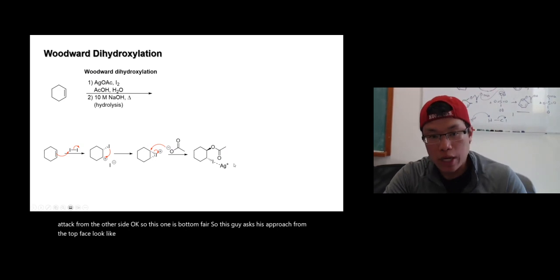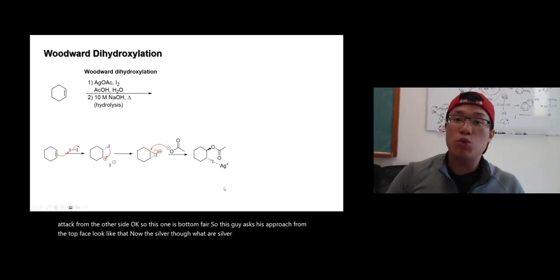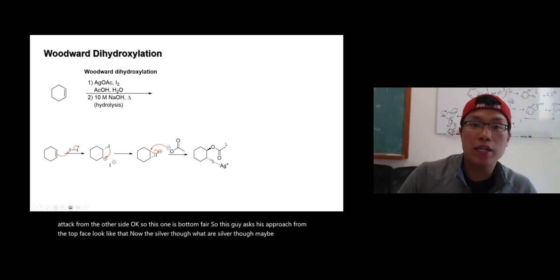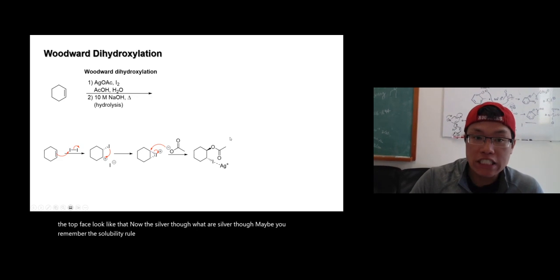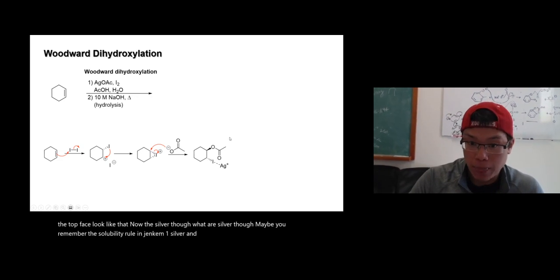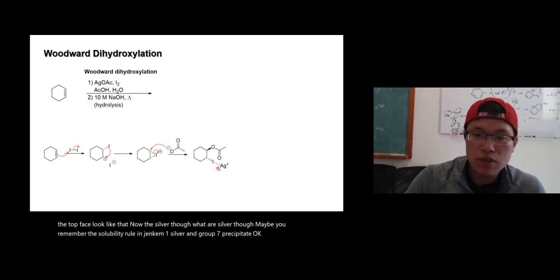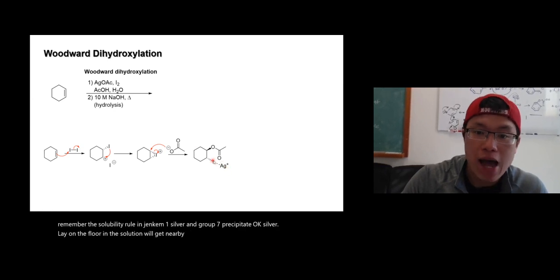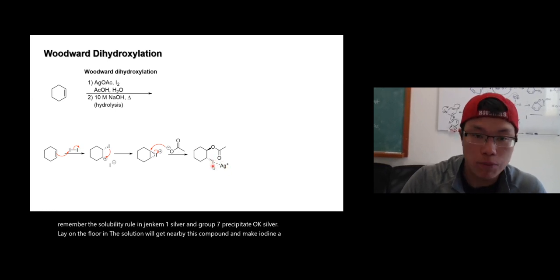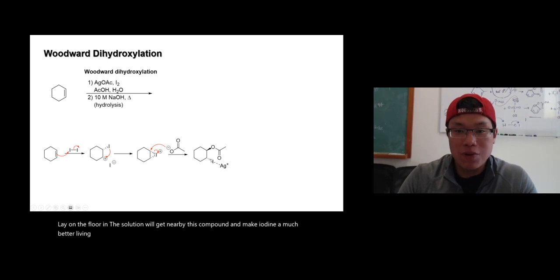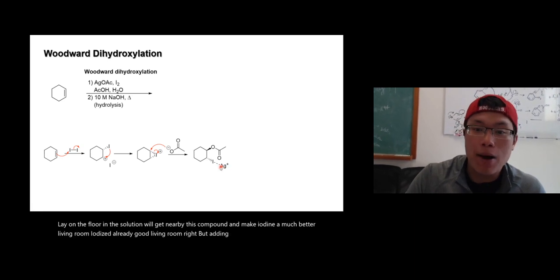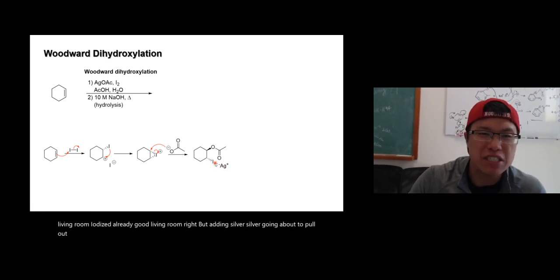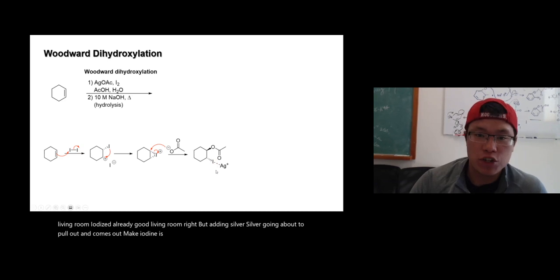Now the silver though, what does silver do? Maybe you remember the solubility rule in Gen Chem 1, silver and group 7 precipitate. Okay, silver ion that floats in the solution will get nearby this compound and make iodine a much better leaving group. Iodine is already a good leaving group, right? But adding silver is about to pull iodine out, make iodine an even better leaving group.